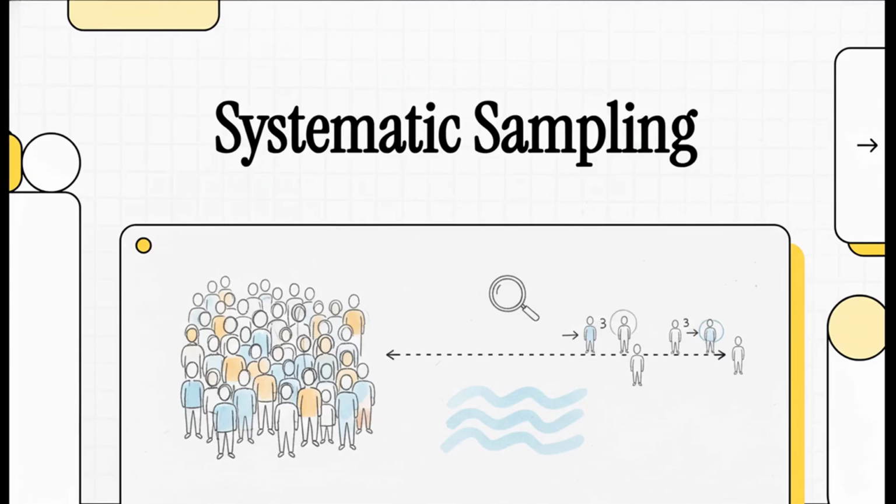So today, we're going to dive into a really simple but super powerful tool that researchers use to understand massive groups of people. It's called systematic sampling. And honestly, it's a pretty clever way to get the big picture without having to talk to every single person. We're going to break down exactly how it works.